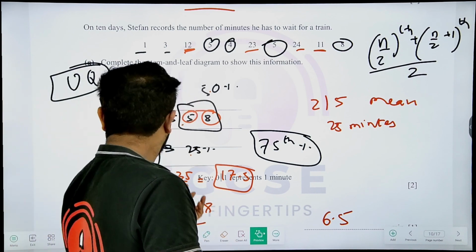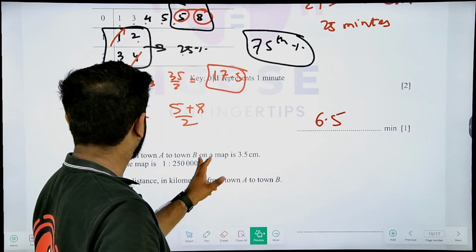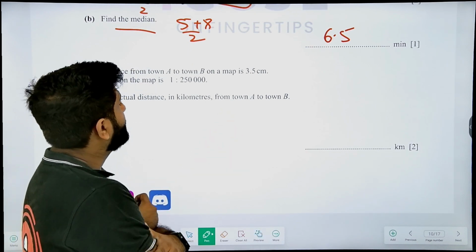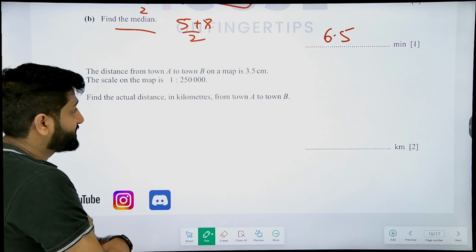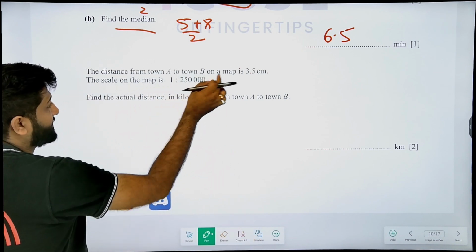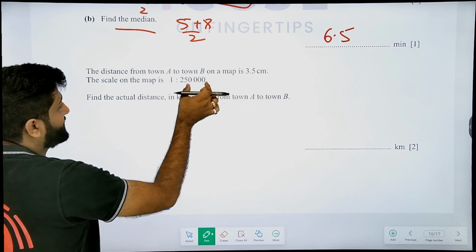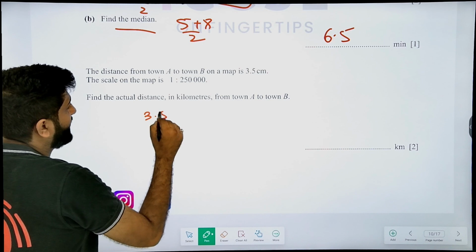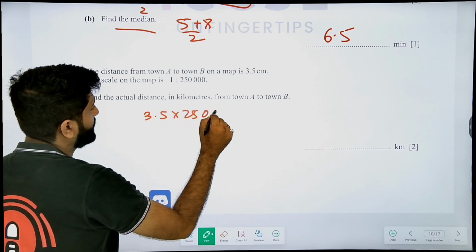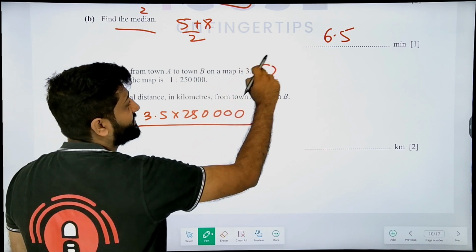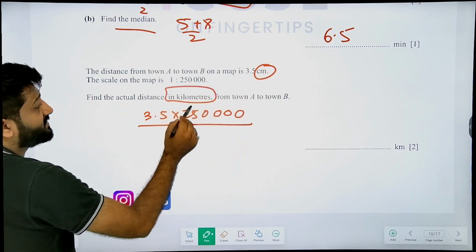Right. Next question. The distance from town A to town B on a map is 3.5 centimeters. The scale of the map is this. Find the actual distance in kilometers. So what I'll do is I'll simply multiply. This is the distance on the map and this is the distance in the actual town. Right. So 3.5 into 250, 1, 2, 3 more zeros. But guys, this is going to be in centimeters, and I have to find my answer in kilometers.